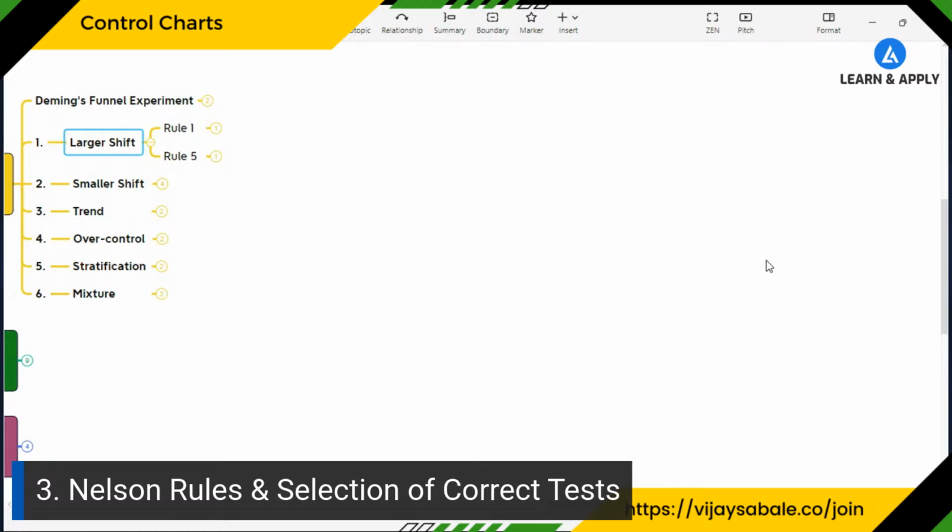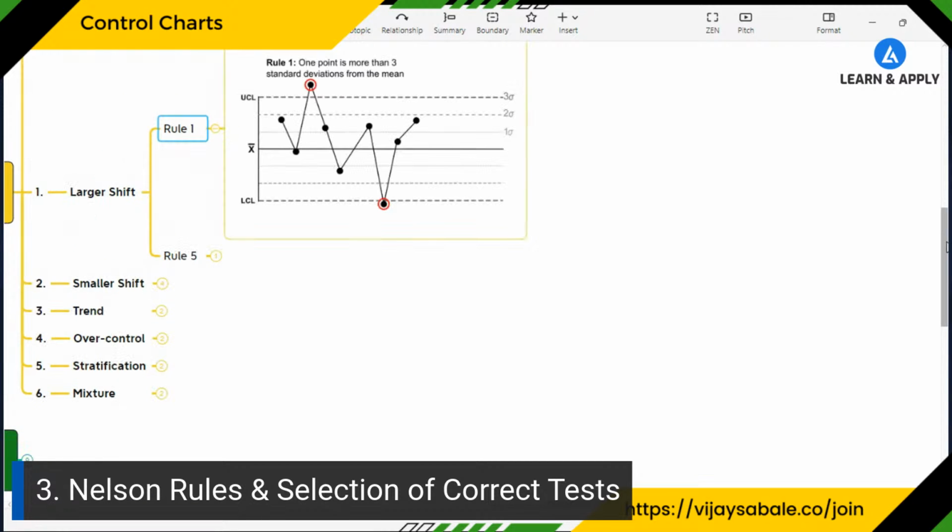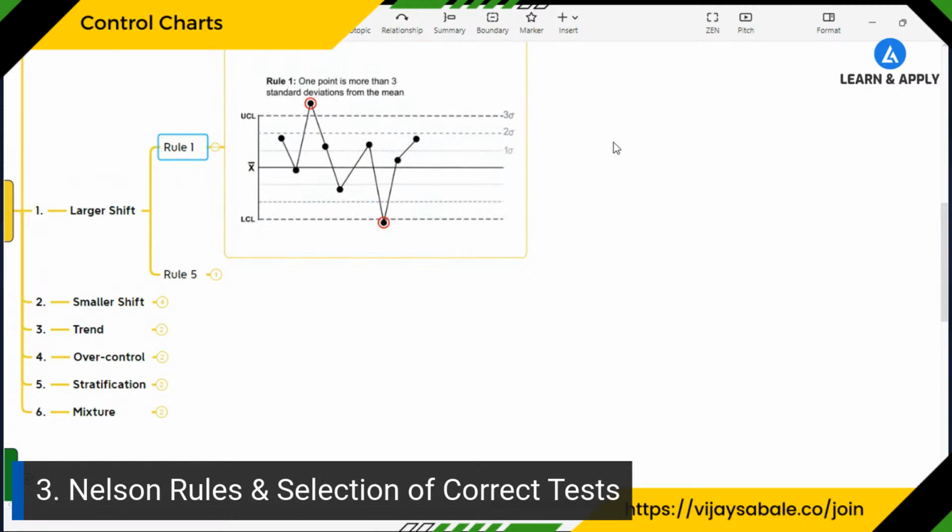Now there are two important rules that indicate there is a larger shift in your process. The first one is rule number 1 and rule number 5. Now what are these rules? Let's go into the detail of it. Rule number 1 is 1 point is more than 3 standard deviations from the mean.